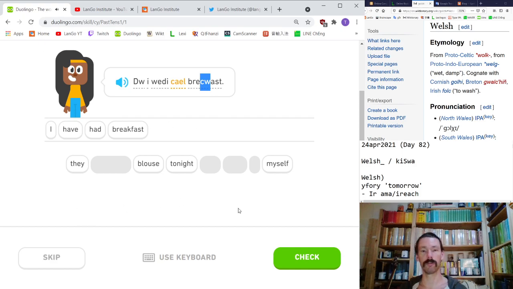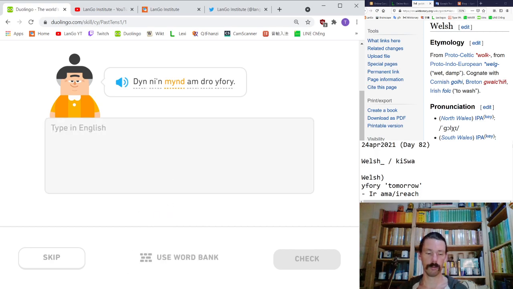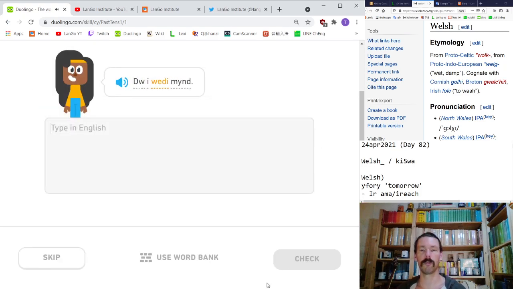Dyn ni'n mynd am dro yfory. There we go. Haven't had that happen before. We are going for a walk, for a turn tomorrow. Dwi wedi mynd. I have gone.